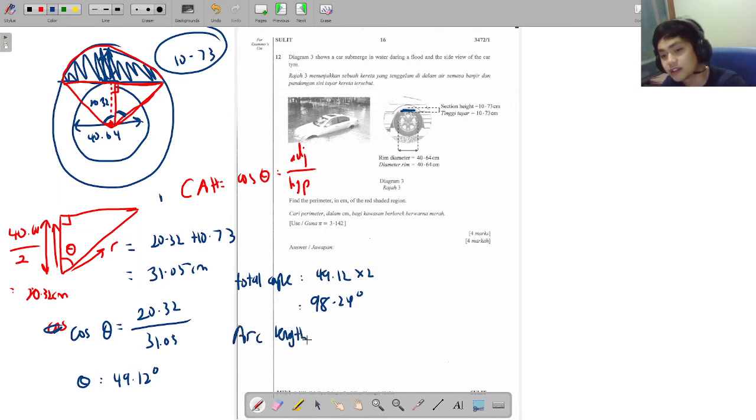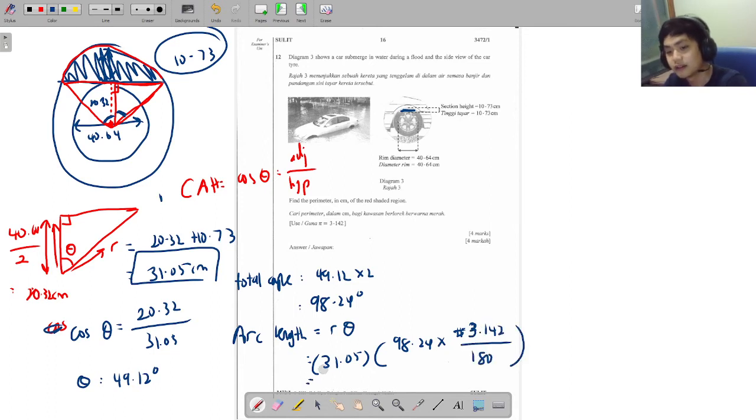The arc length is just r theta. Our radius was 31.05, so 31.05 multiplied with theta. We have to convert it to radian because that's what we use for the formula. So the theta is 98.24 times pi, which is 3.142 over 180. So it's 98.24 times 3.142 divided by 180 times 31.05. So that is 53.25 cm. So that is the arc length.